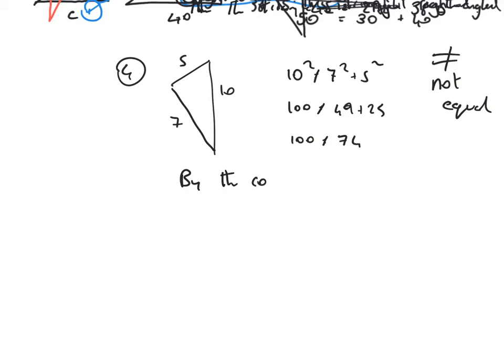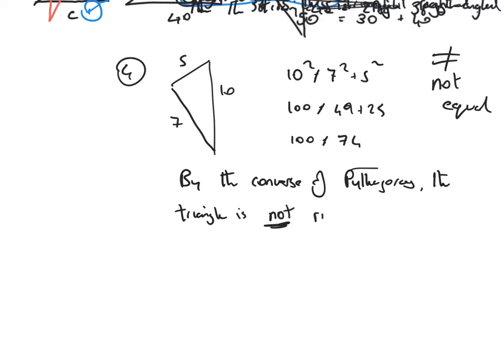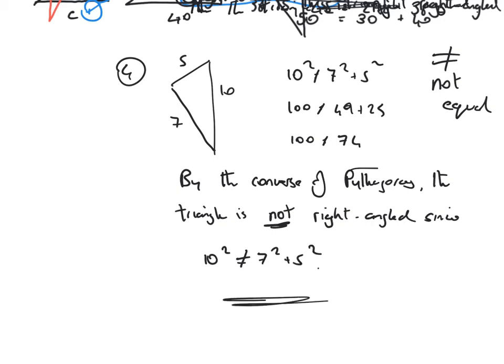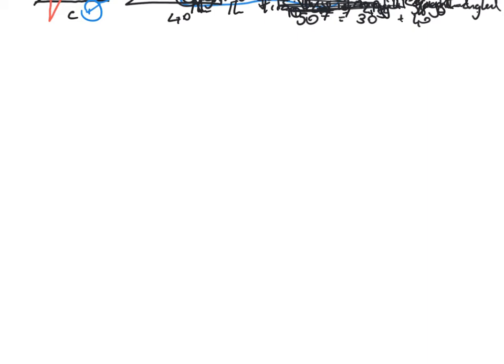So by the converse of Pythagoras, the triangle, and this is crucial at this point, the triangle is not right angled, since 10 squared does not equal 7 squared plus 5 squared. Final answer.